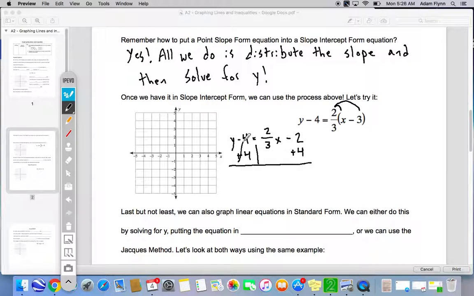Okay, once we do that, our 4's cancel. So we're left with y equals 2/3 x, and then negative 2 plus 4 is a positive 2. Okay, so now we have a slope-intercept form equation. y equals mx plus b, where my m is 2/3 and my b is 2. So just like last time, I'll plot my y-intercept, which I know is at 2. So I'll go up 1, 2. I'll make my first point.